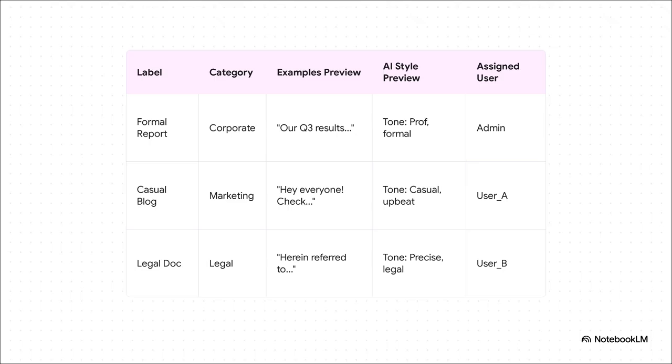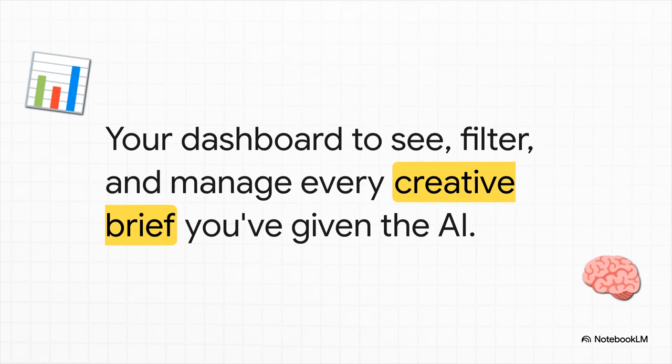But here's the really cool part. You also get a preview of the style summary that the AI itself wrote based on your examples. And finally, you can see exactly who it's assigned to. It's all right there. So yeah, think of this dashboard as your central hub. It's home base for every single one of those creative briefs you've given the AI. From here, you can see and manage absolutely everything. And for you team leads or admins out there, there are some pretty powerful filtering tools. You can sort by category or by user, which means you can keep dozens, maybe even hundreds of these styles perfectly organized and easy to find.